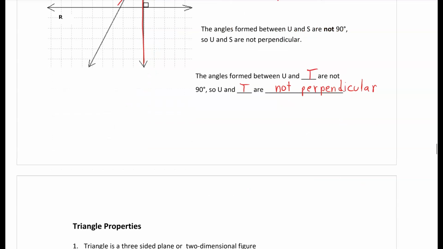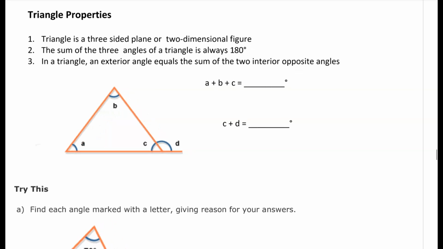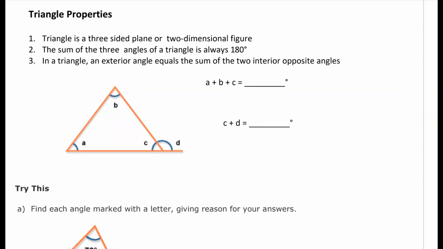And that'll bring us over to our next page where we're going to look at triangle properties. A triangle is a three-sided plane or two-dimensional figure. The sum of the three angles of a triangle is always 180 degrees. So if I added A, B, and C together, I'm always going to add up to 180 degrees.